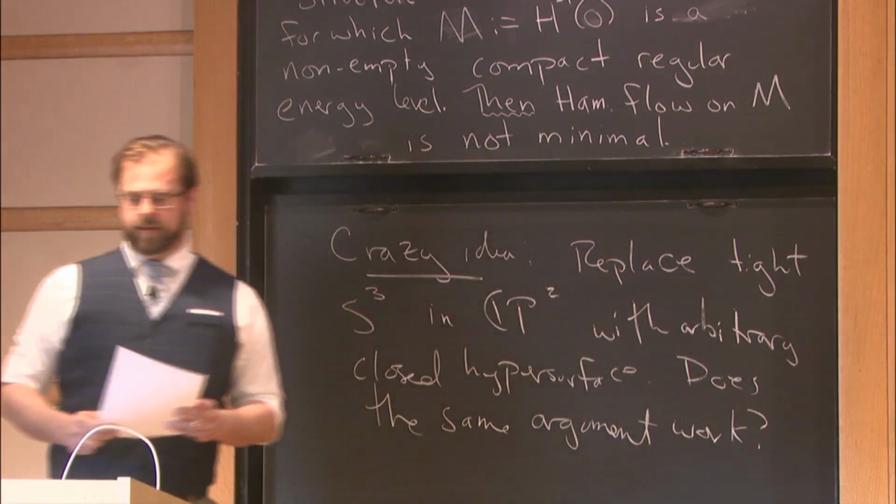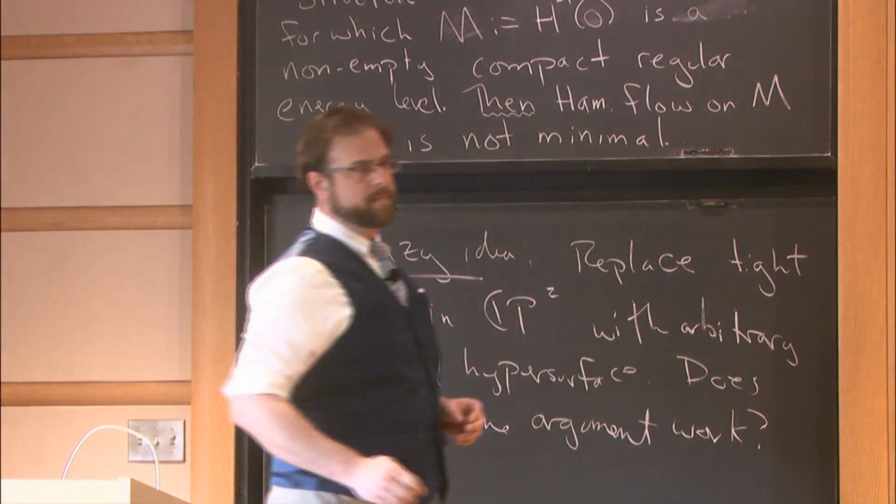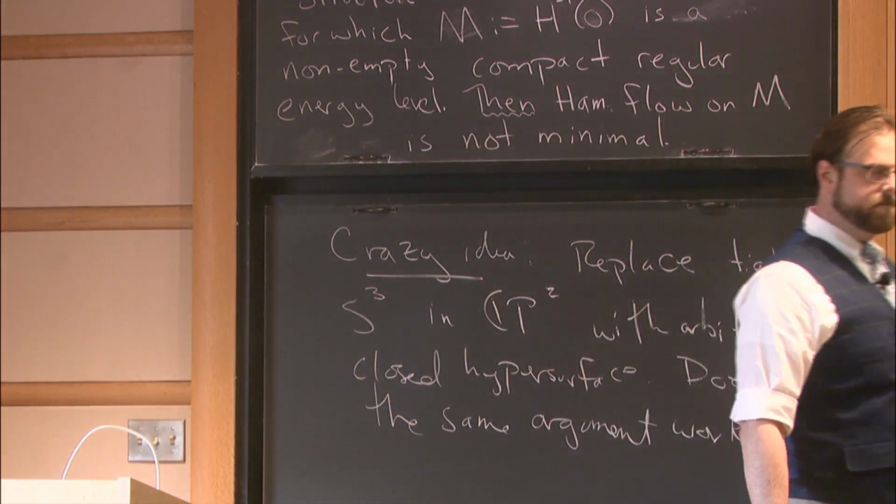The argument is that after next stretching, there is some curve that's asymptotic to some Reeb orbit, and so there you found your orbit. Yes.